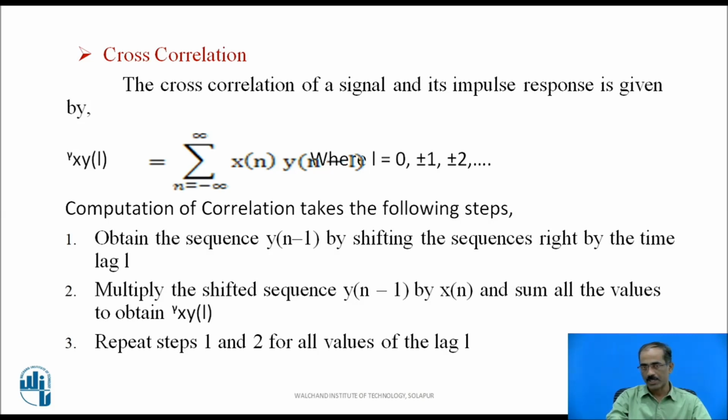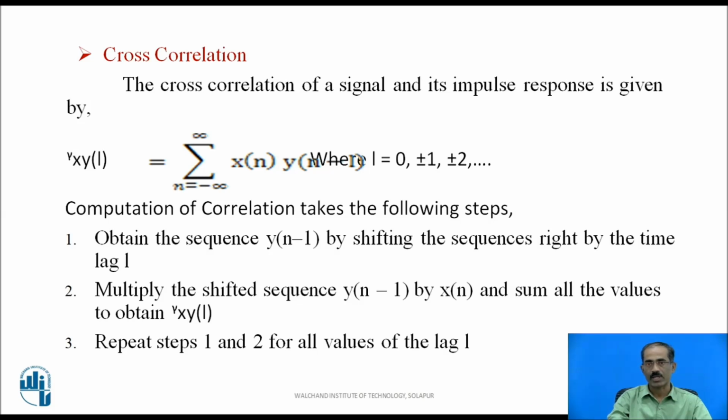First one is obtain the sequence y of n minus l, that is nothing but the second sequence and its time reversal by shifting the sequence right by the time lag l. Second, multiply the shifted sequence y of n minus l by x of n and sum all the values to obtain rho xy of l. Third, repeat steps 1 and 2 for all values of the lag l.